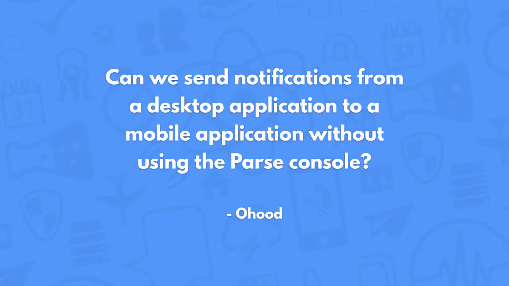Can we send notifications from a desktop application to a mobile application without using the Parse console? Nikita? You can definitely do it, and there are basically two approaches that you can take. If you want to use the SDK, say on OS X or in JavaScript on a web, you can enable client push in the settings on your Parse app and just use the SDK to send those notifications. The other approach, which is way more secure, is build the same application, but instead of using the SDK, use a master key and a REST API.